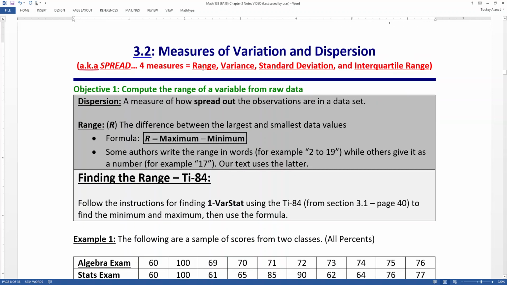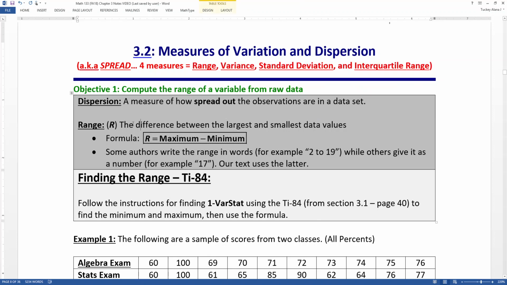All right, let's begin with the easiest of these measures, the range. Now, before I even talk about range, let's talk about dispersion. When we see the word disperse, spread out, that's what it is a measure of. The dispersion of a data set is how spread out that data set is. And it's a number that will give us that. And again, there are four different numbers that will give us that kind of information.